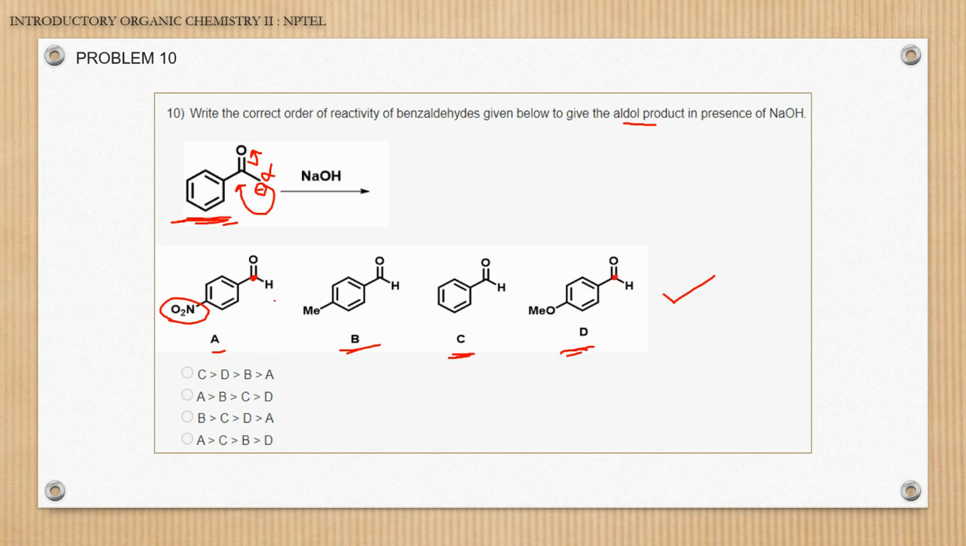So which is the correct option, guys? Option number D. So A, C, B, and D. So here option number D will be the correct one. I hope all of you have understood this concept.